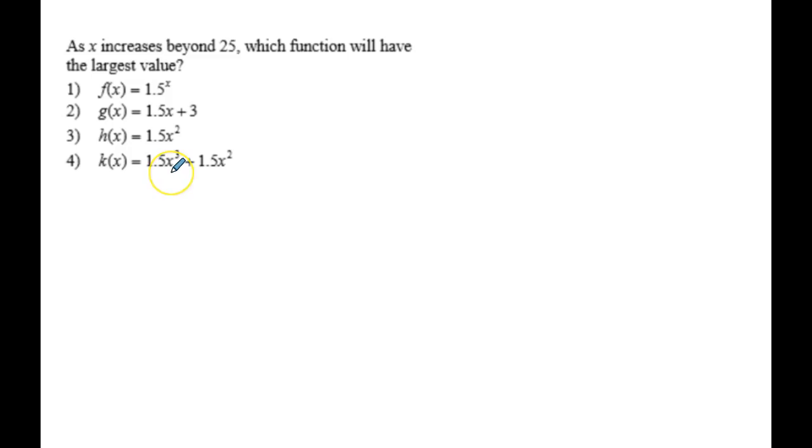Okay, and we can narrow this down a little bit, because if we have x raised to the third power, think about if we put 25 in for x. 25 cubed is going to be larger than 25 squared, or just 25. So we know that the fourth equation must be larger than the second and the third equation. So we can ignore the second and the third. A positive value beyond 25 raised to the third is going to be larger than if we square that value or raise it to the first power.